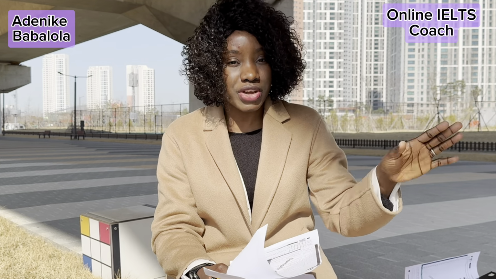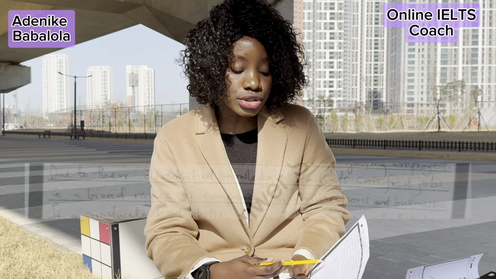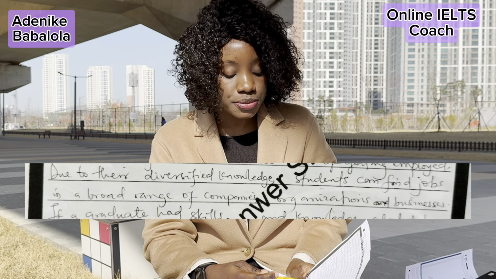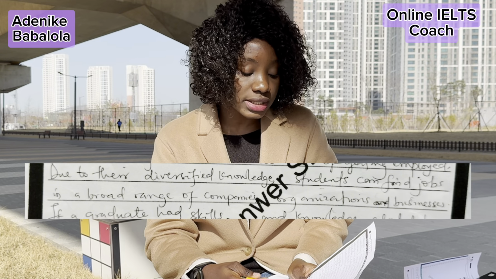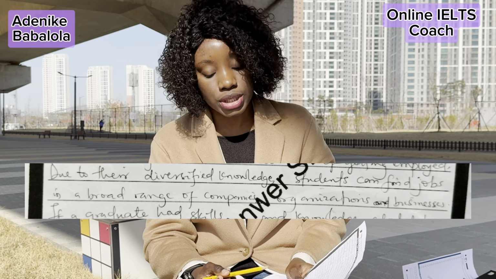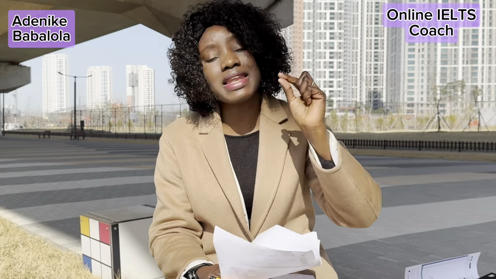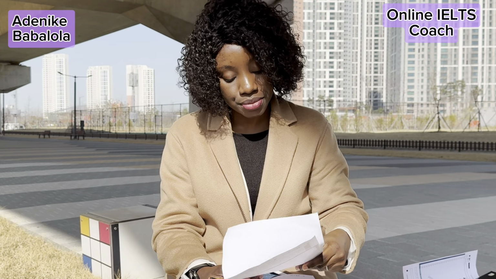Now that's the first sentence. Now the sentence I used to develop it says, due to their diversified knowledge, students can find jobs in a broad range of companies, organizations, and businesses. Okay, it means that since they know a lot of things, they can be employed by different companies, different businesses everywhere. Now let's talk about the example that I use.